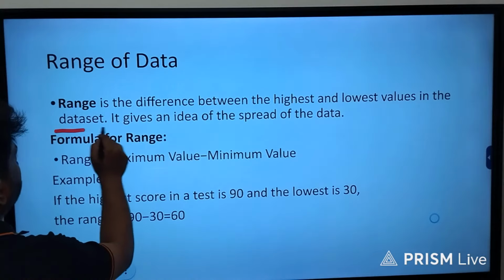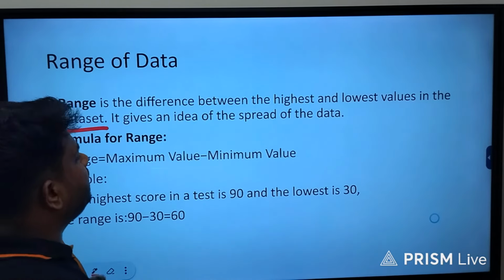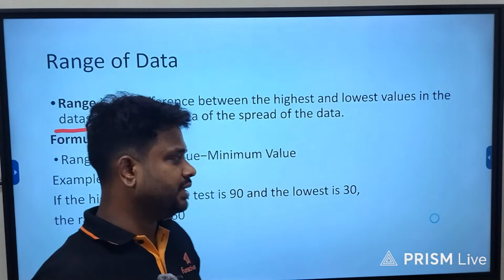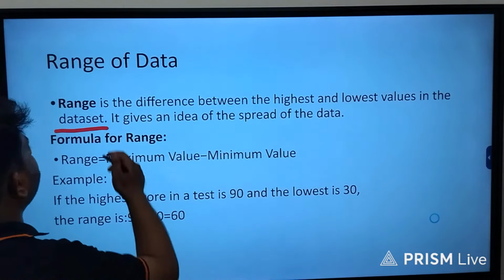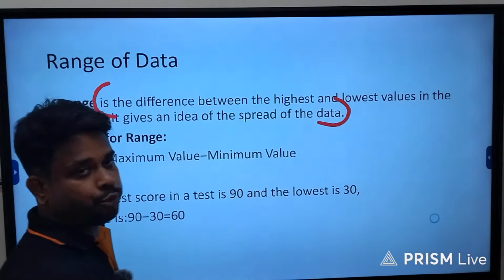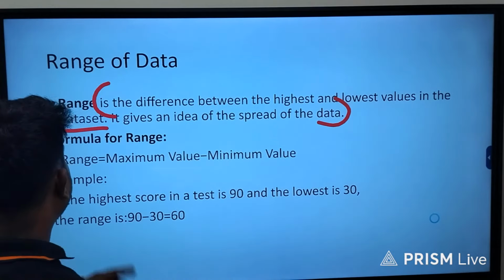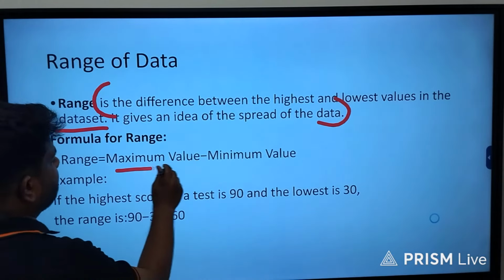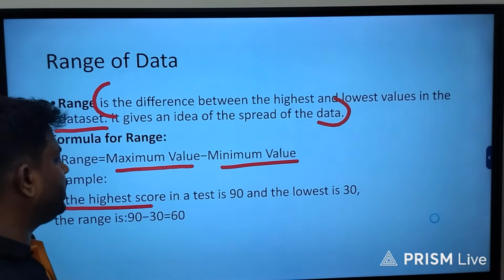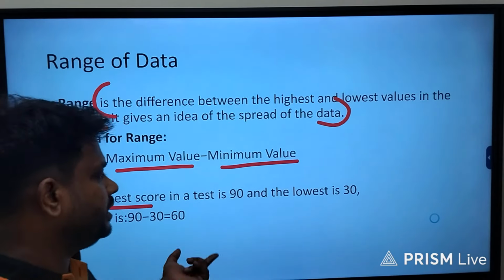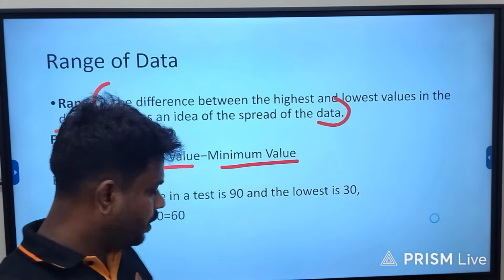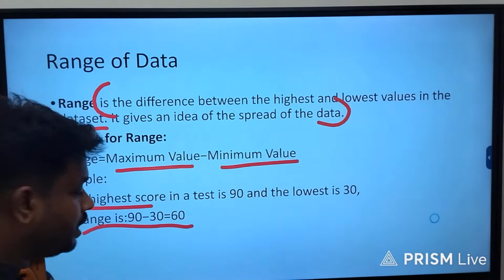And talking about the data set, it gives an idea of the spread of the data. So what does range give us? Range gives us the idea of the difference between the highest and lowest point. The formula for range is the maximum value minus the minimum value. For example, if the highest score in a test is 90 and the lowest is 30, the range will be 60, which is 90 minus 30.